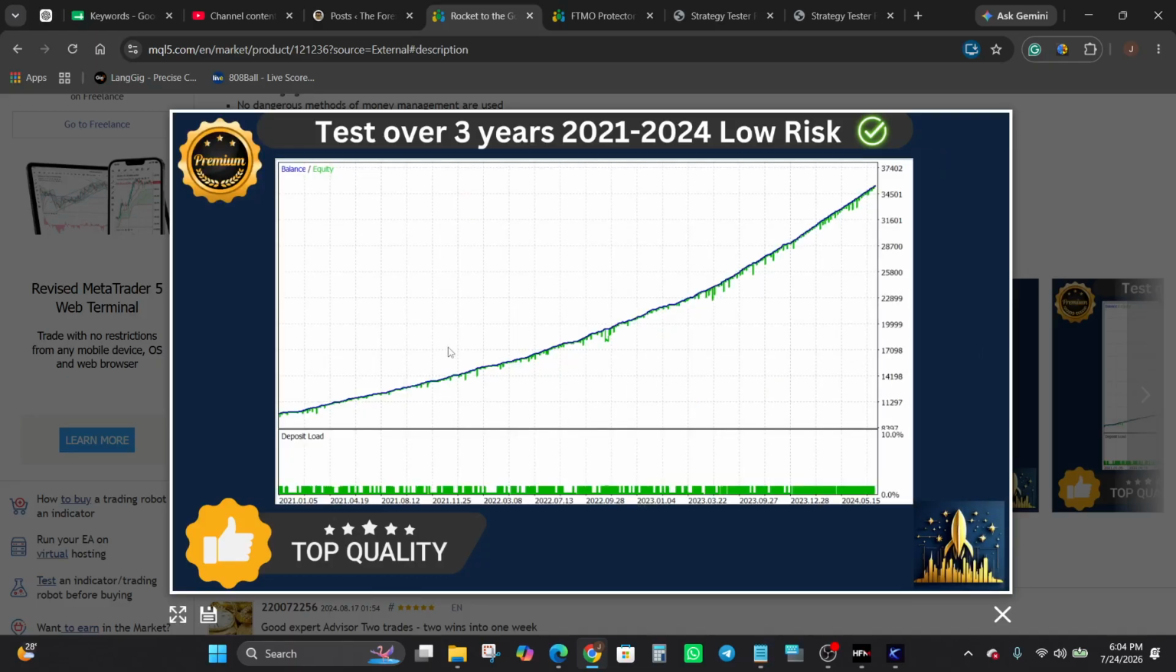So here, looking at the balance and equity curve, we can see that the growth was pretty steady over time, although there were steady drawdowns as well. You can see steady drawdowns. The equity was coming below the balance on many occasions. But overall, we can see that the growth was steady over time and the maximum equity drawdown was not so extreme.